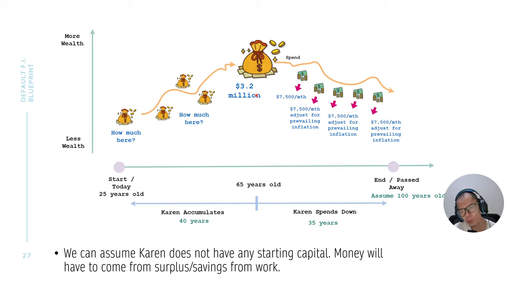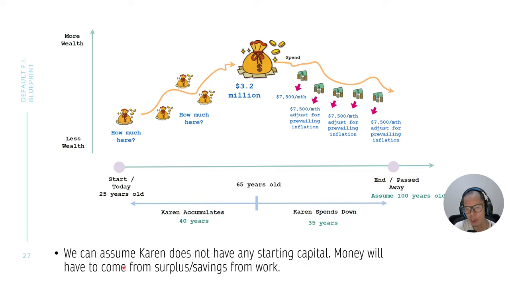She needs to accumulate 3.2 million, which will enable her to have this $7,500 in inflation-adjusted income over here. So right now, we're trying to find out over here. Okay, let's assume Karen just came out from work, and doesn't have very rich parents that can give her like $400,000 at the onset. Don't have any starting capital.